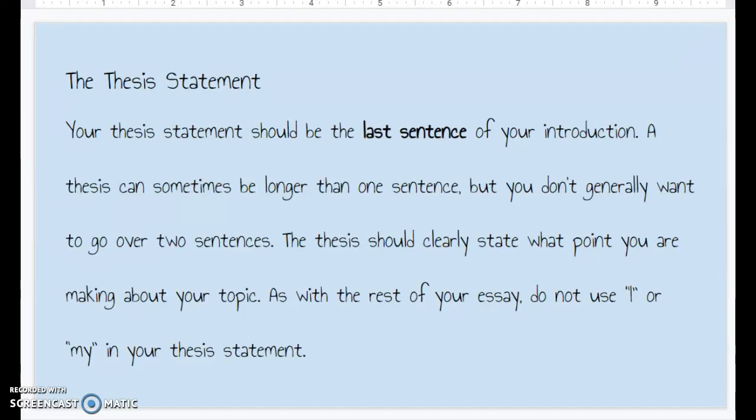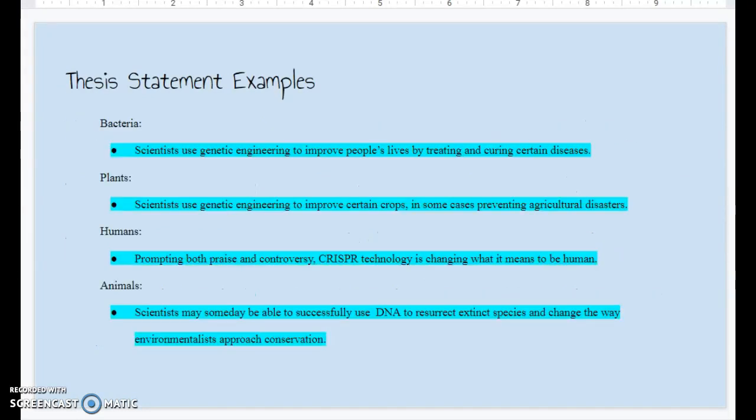As with the rest of your essay, do not use I or my, any type of first person, in your thesis statement. Okay? If you're starting to go off with I think or I believe, just remove that part, and you should have a fine beginning right after that. Okay? Don't include I think or I believe.